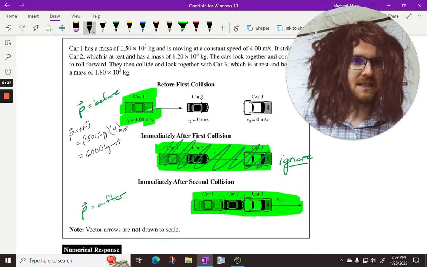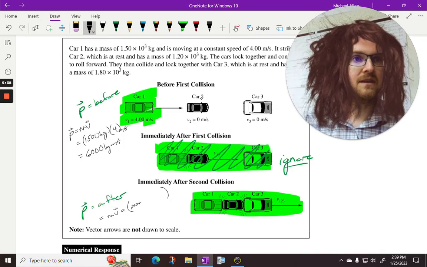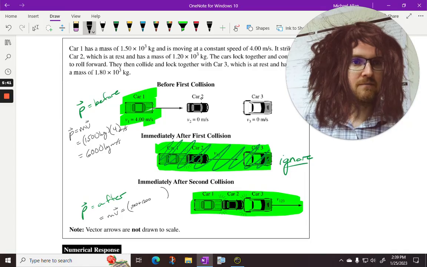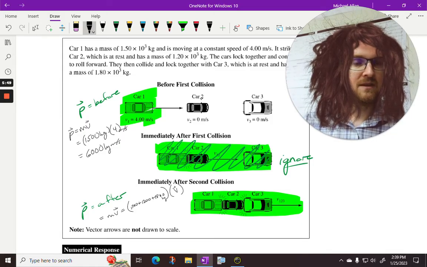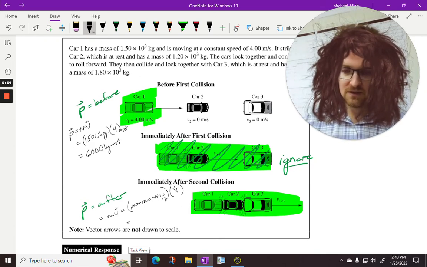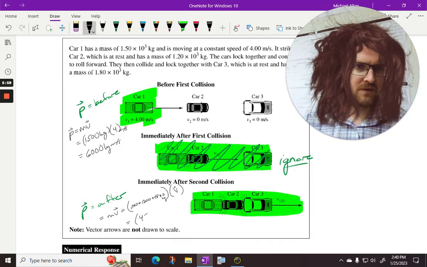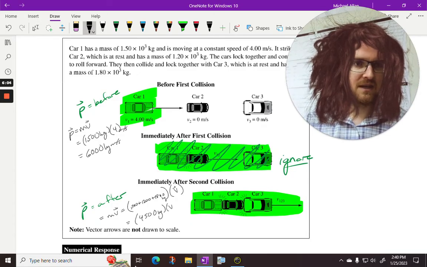Okay, so that's the before calculation. Then afterwards, again, it's going to be mass times velocity. But this time the mass is going to be all the cars added together. So we've got the 1,500, we have the 1,200, and then we have the 1,800 kilograms. That's all kilograms there. And we're looking for this. We'll just call that V. So overall, the total mass is 1,500 plus 1,200 plus 1,800. So we have 4,500 kilograms times this velocity that we're trying to find.